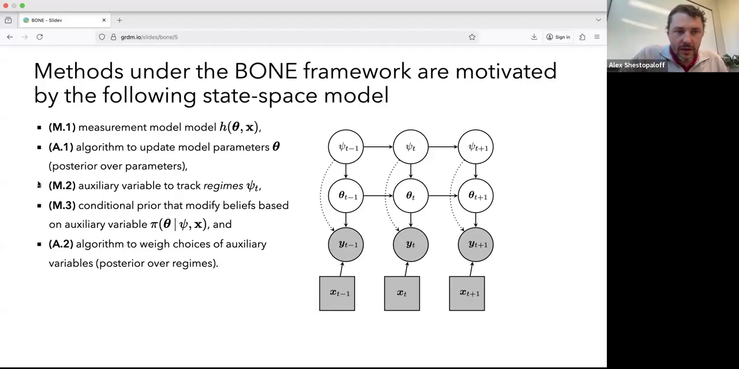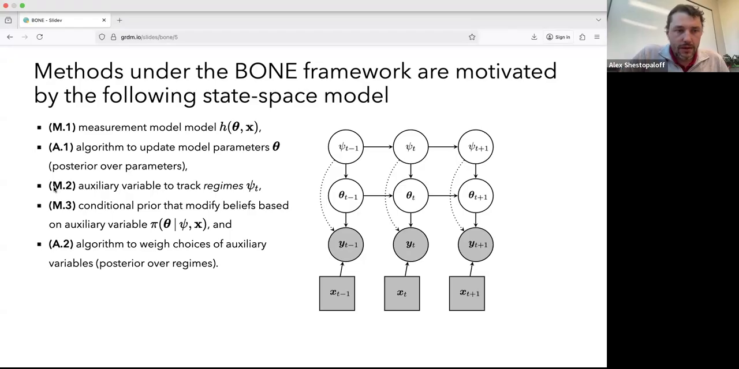Then another thing we introduce here is this auxiliary variable psi. The purpose of this psi is to track the different regimes that the data might be coming from. So this is what is used inside the state space model to track the non-stationarity in the process. So psi t is reflective of how the non-stationarity in the data is incorporated in our state space model here.